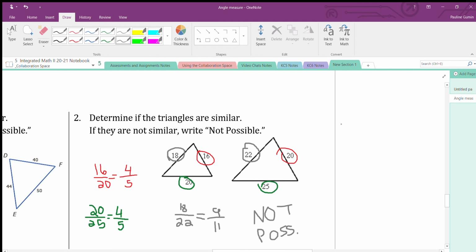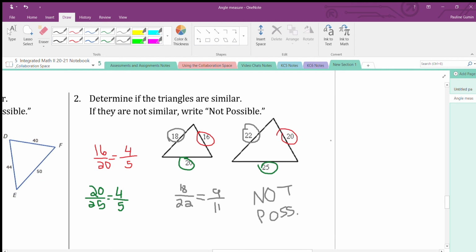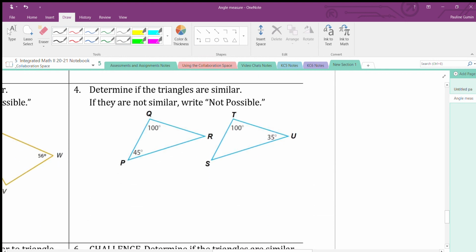All right, what other one do I want to see? Ooh, number 4 is a good one. Let's do number 4. Are they similar? Once again, we don't have a similarity statement, but we do have some angles. I have angle Q and T. I know that they are congruent. They're both 100. Now, I do have a 45 here and nothing there, a 35 and nothing. Let's do a little bit of math and fill in P, Q, and R. I want to know what that missing angle is.